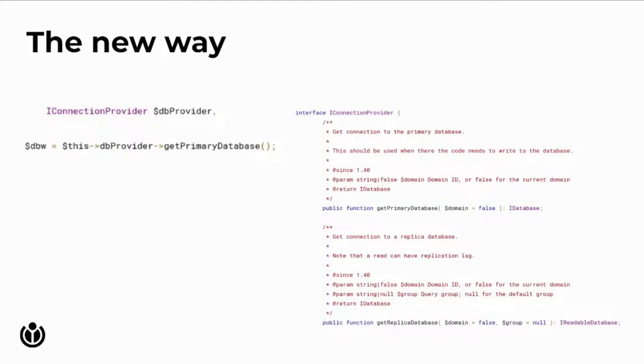For the primary database, you just call get primary database. One difference here is that, although it's not very visible there, get replica database returns a narrower interface called IReadableDatabase, where IDatabase extends IReadableDatabase. The difference is that IReadableDatabase doesn't have write methods in it, so you cannot call an insert on a replica. It makes sure you don't accidentally start writing to a replica.